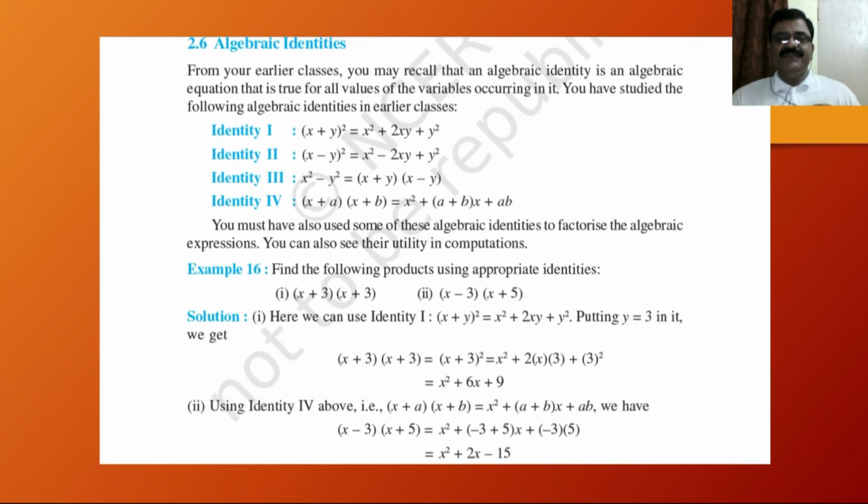Using identity 4 above, in the second part the question has given x minus 3 into x plus 5. So x plus a into x plus b is equal to x square plus a plus b into x plus ab. We can write x minus 3 into x plus 5 is equal to x square plus minus 3 plus 5 into x plus minus 3 into 5, that is x square plus 2x minus 15.